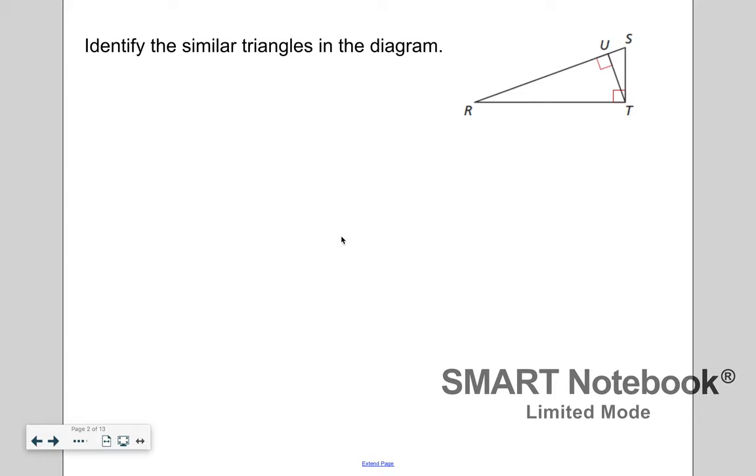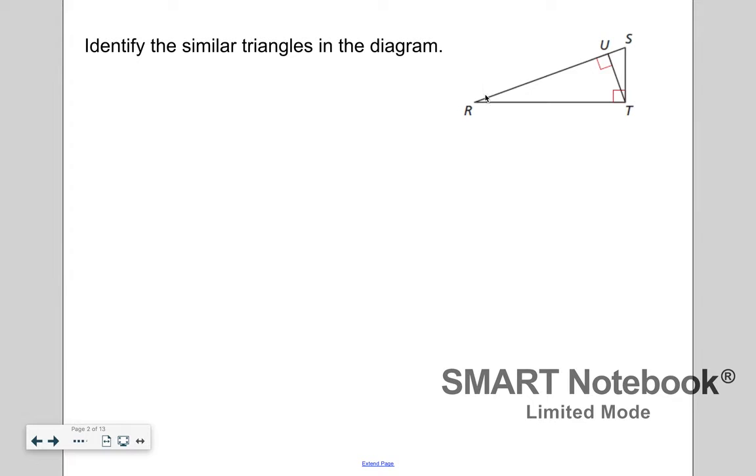So in the first example, they just want you to identify the similar triangles in this particular diagram. One way to do that may be the way we did it yesterday, where you give an angle measure to one of these, to this acute angle or this acute angle, and then fill in all the other measurements. Because when you write your similarity statements, you want to be very careful that the corresponding parts are matching up.